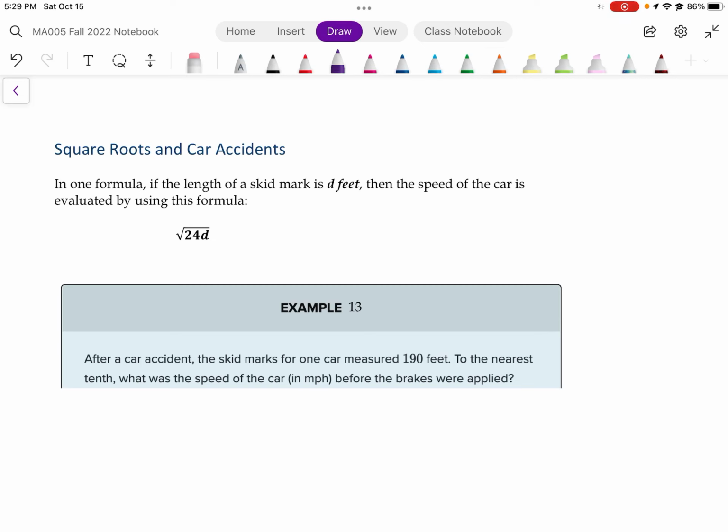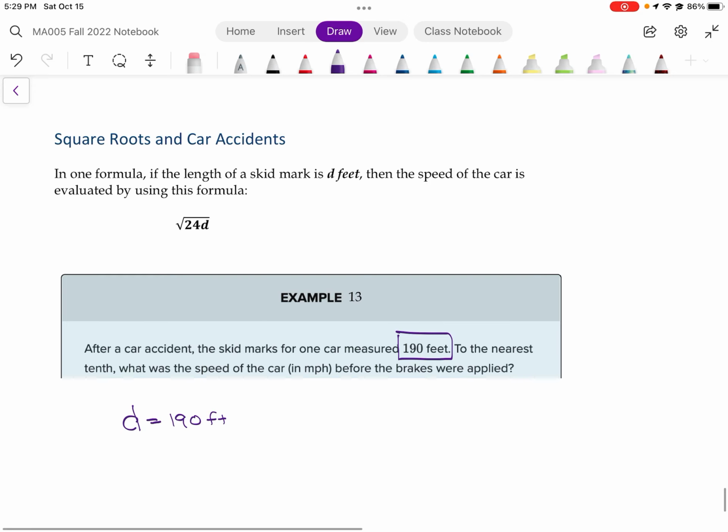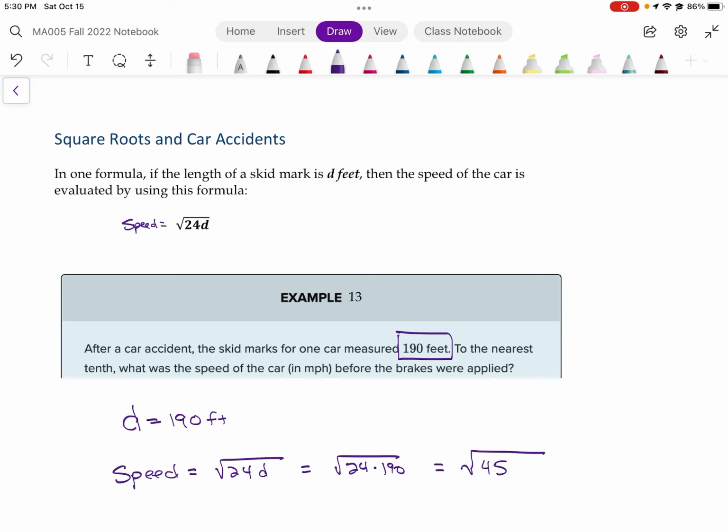So if you were looking at another unit, this would not work. All right, so after a car accident, the skid marks for one car measured 190 feet. So that is d. d equals 190 feet. Those are the skid marks. To the nearest tenth, what was the speed of the car? So we just said that the speed is found with this formula right here. So speed is going to be the square root of 24 times d, which is the square root of 24 times 190. So 190 times 24, you can hear me doing on my calculator, is 4560.